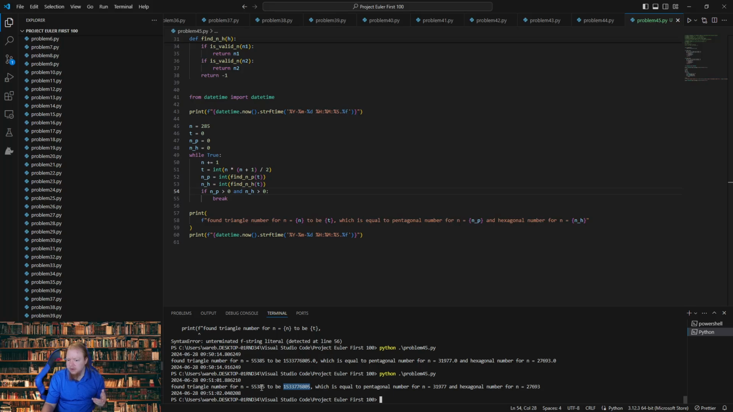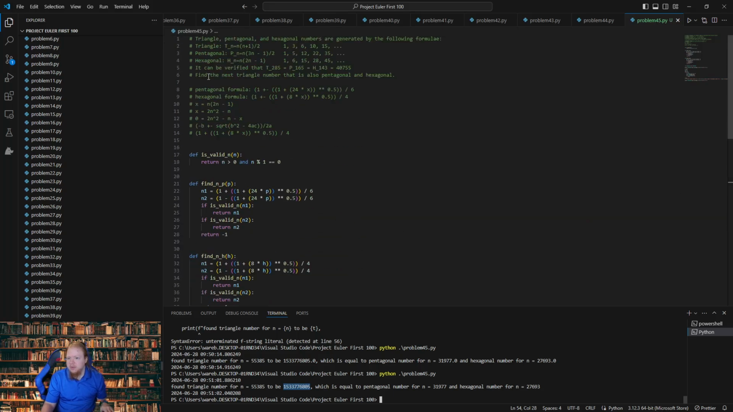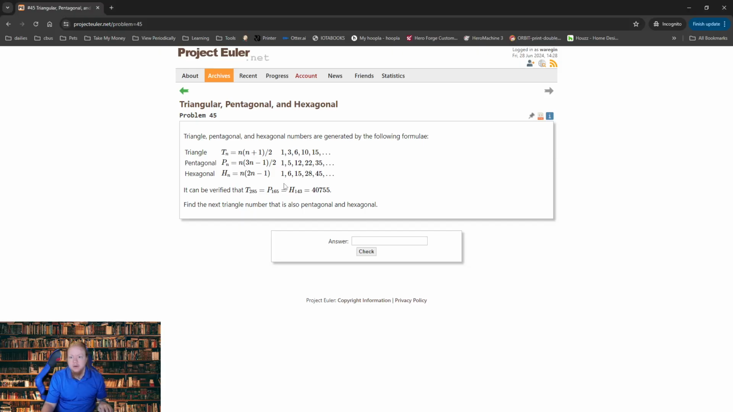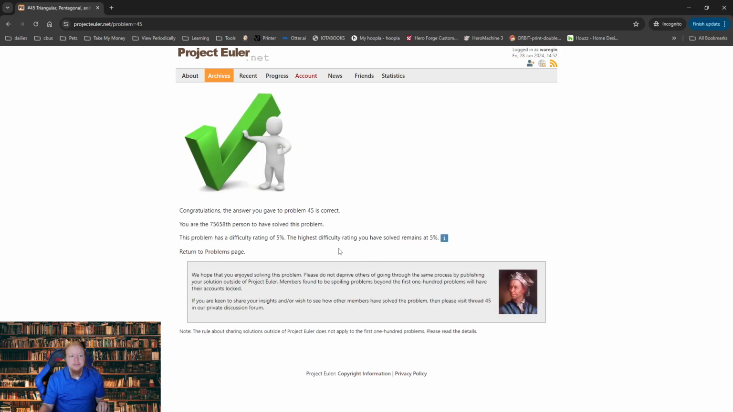So found triangle number for n equals this to be this, which is equal to pentagonal number for n equals this, and hexagonal number for n equals this. Now, going back to the problem, find the next triangle number that is also pentagonal and hexagonal. So I think we want this number here. Come on, Project Euler. There we go.